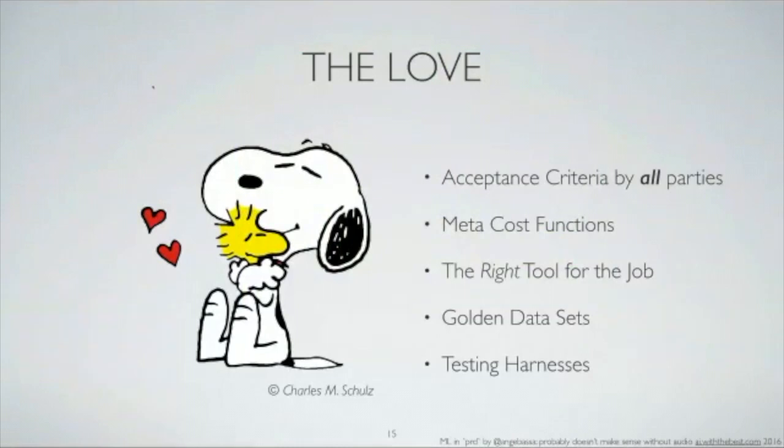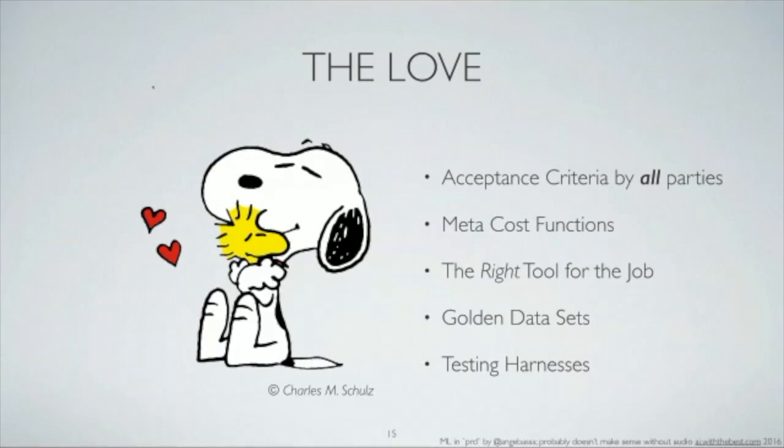And this is the finding that we have had in our team, is that you need to have acceptance criteria by all parties. And these have to be pretty rigid and transparent and using the vernacular that all different parties understand. So everybody's on the same page. Having meta cost functions is also really helpful.